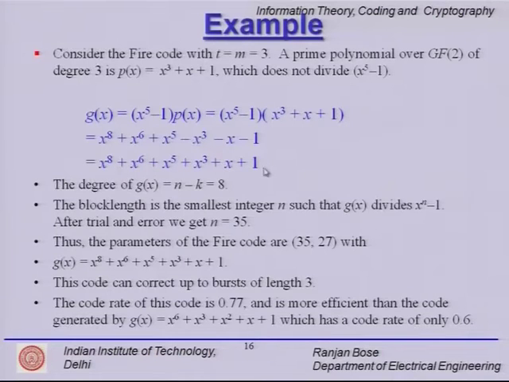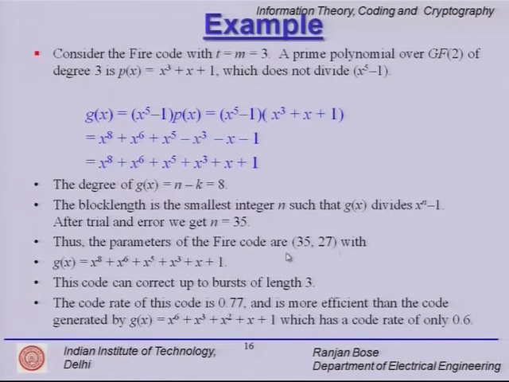Now, this generator polynomial should be able to correct bursts up to length 3. g(x) has degree n - k = 8. The block length is the smallest integer n such that g(x) divides x^n - 1, because it needs to be a cyclic code. So, we make a few attempts, and we get n = 35. So, n - k is 8, n is 35, consequently k is 27. So, we find our Fire code of size (35, 27) with the generator polynomial given as follows.